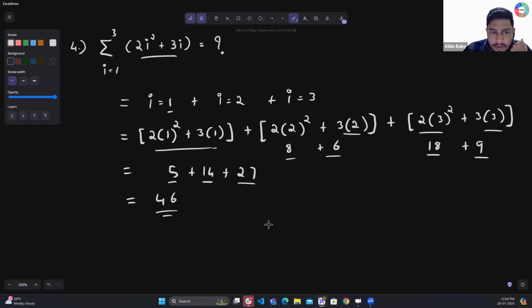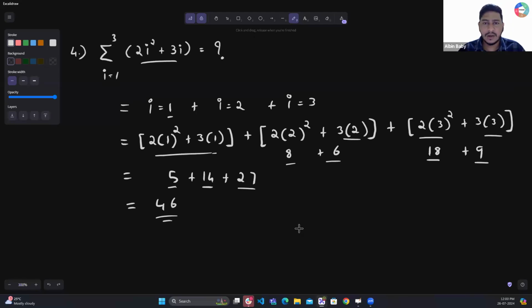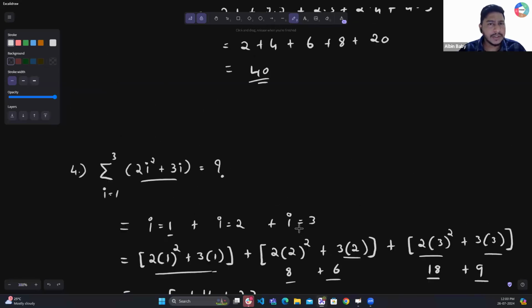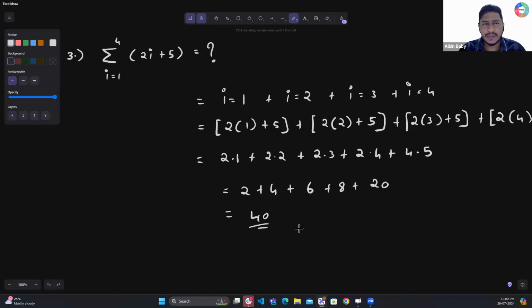The third step is basically you're just breaking it down, you're just calculating the sum. All right, cool. I hope this is understandable. Third question not understandable? Why? Third question is simple, right?